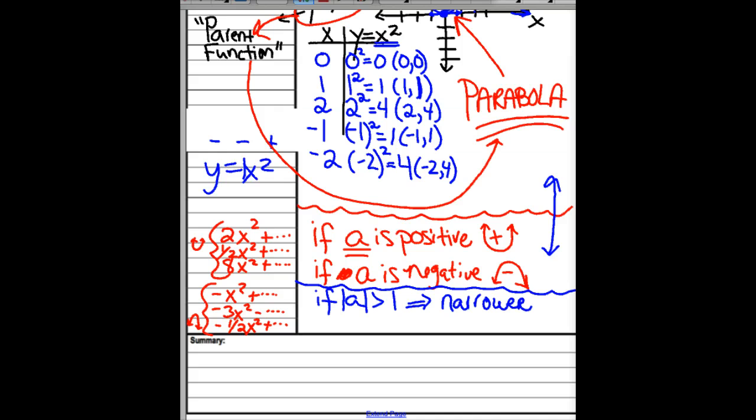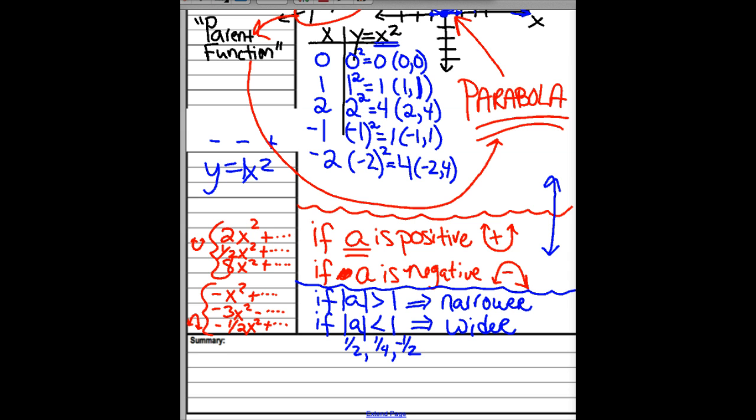It'd make you skinnier. If that A is less than 1, like a half or a fourth or even negative a half, if you see a fraction like that that's less than 1 in absolute value, what that means is I'm going to squish you to a half your height, and you're going to pop out the sides, and it's going to make you wider.